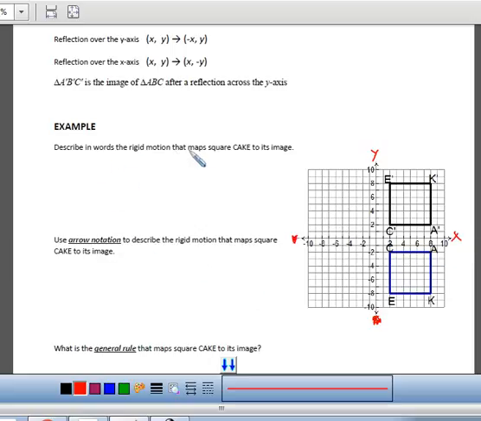Alright, so describe in words the rigid motion that maps cake to its image. So here's the original, here's the image. So to get this up here, we're not sliding it, because if we did, then A prime would be up here where K is. We're flipping it. So it's a reflection over the x-axis. Use arrow notation to describe the rigid motion that maps square cake to its image.